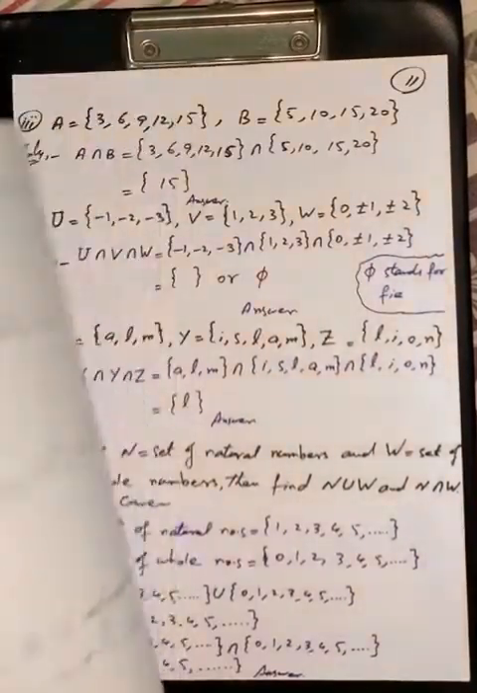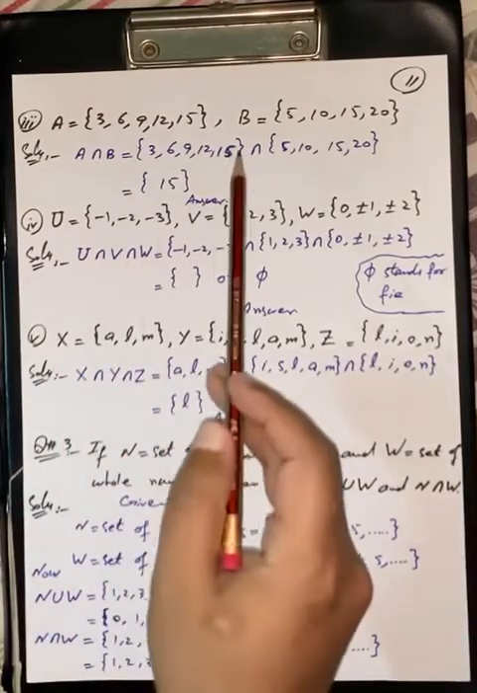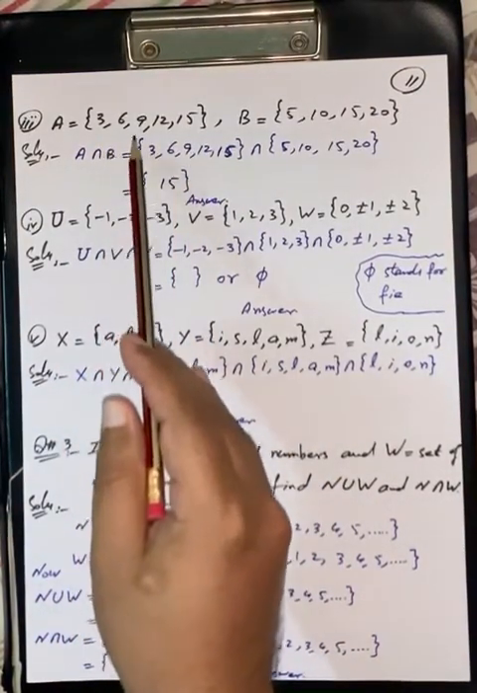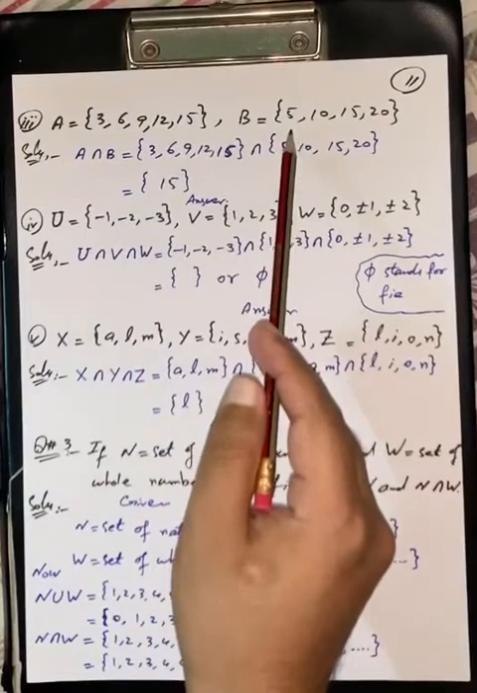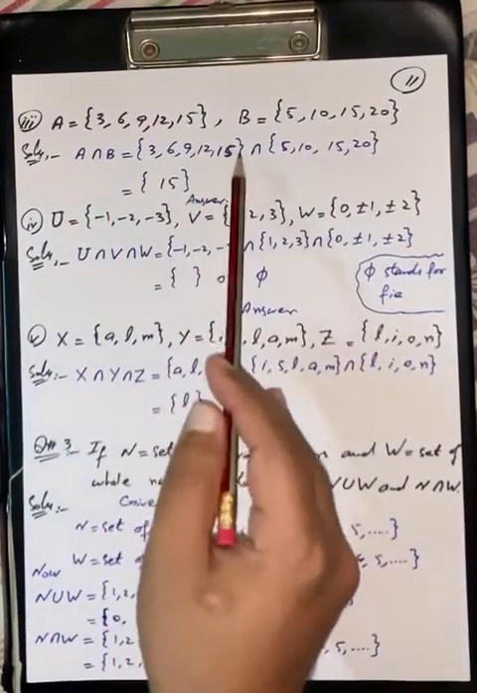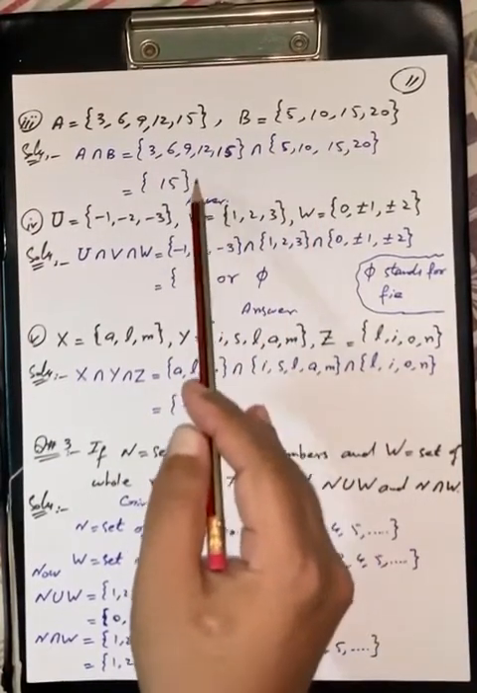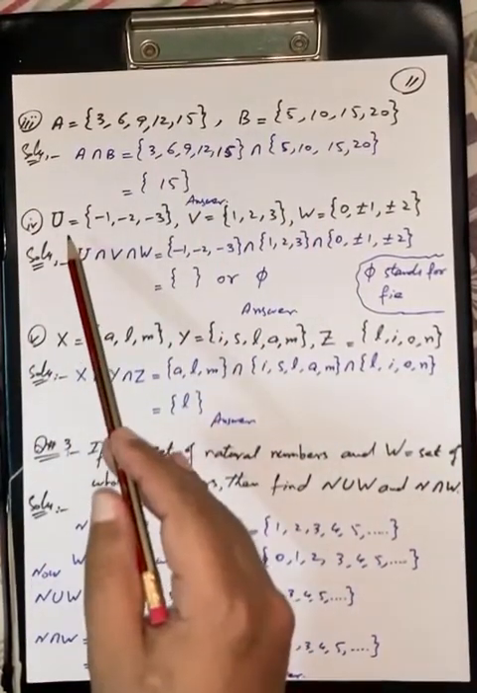Now we go with page number 11. Set A and set B are given to me. Set A's elements are 3, 6, 9, 12, 15. Set B's elements are 5, 10, 15, 20. A intersection B: set A's elements, intersection, set B's elements. So what is common in both? Only 15 is common.